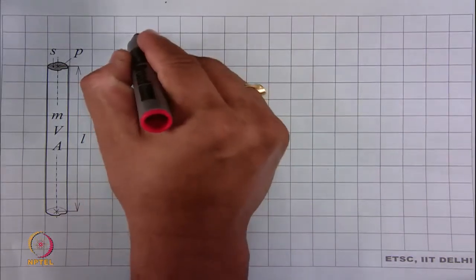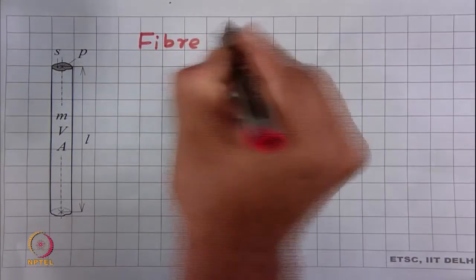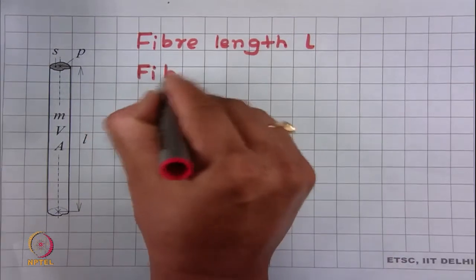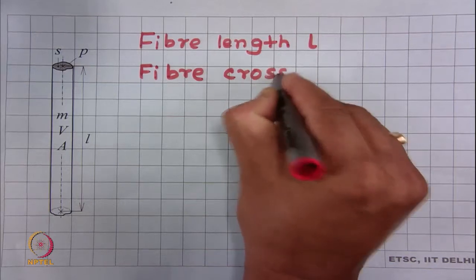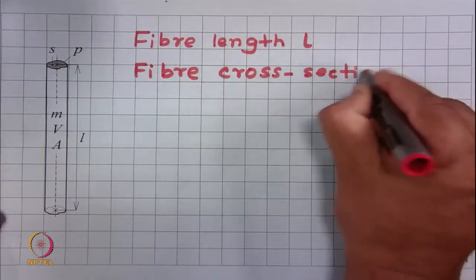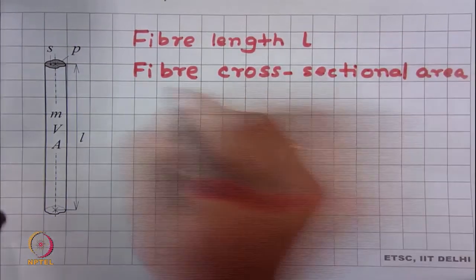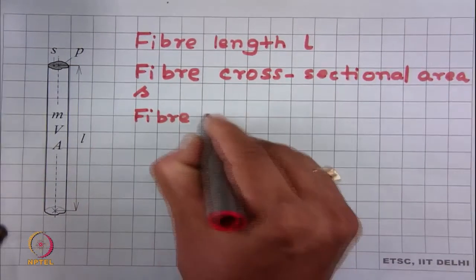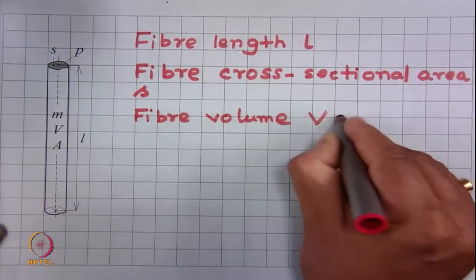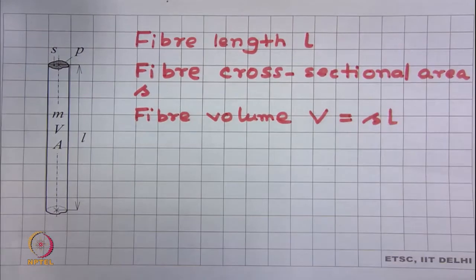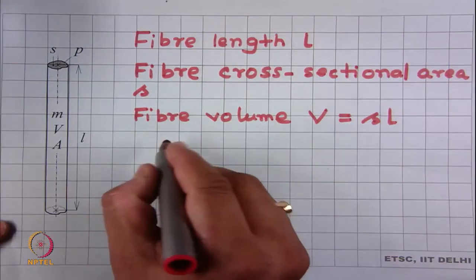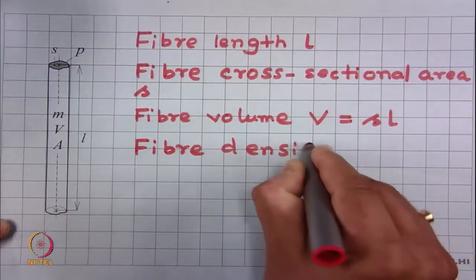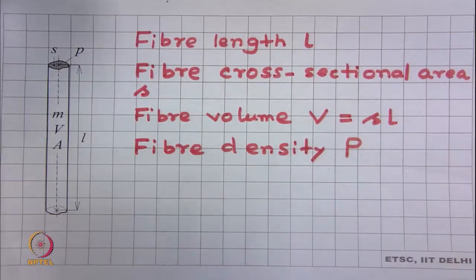This fiber has a length L, and also has a cross sectional area S. So, the volume of this fiber is cross sectional area multiplied by length. Let us assume that this fiber has a density, and we use symbol rho to denote the density of this fiber.